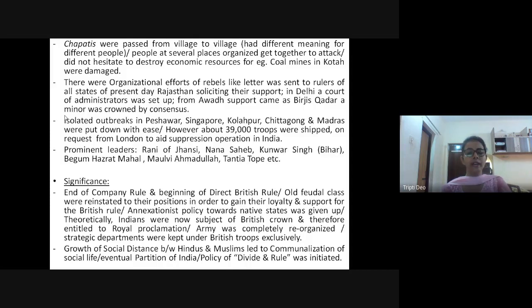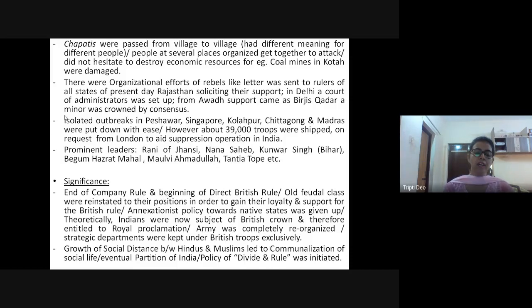People at several places organized get-togethers to attack. They did not hesitate to destroy economic resources. For example, the coal mines of Kota were damaged. There were also organizational efforts by the rebels, like a letter sent to the rulers of all states of present-day Rajasthan soliciting their support. In Delhi, a court of administrators was set up. From Awadh, support came in the way that Birjis Qadar, the successor of the Nawab of Awadh, who was just a minor, was crowned by consensus. So even at a formal organizational level, the revolt of 1857 had some kind of support from various sectors.